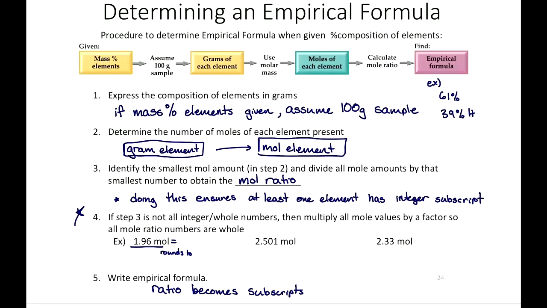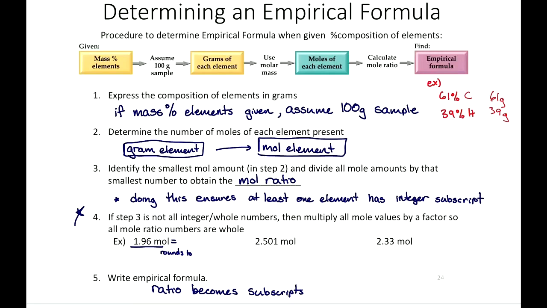convert those percentages into grams. And the easiest way to do that is just assume you have 100 grams of sample. So here's an example in the corner. I'll make it red so you can see it. If I have a sample that's 61% carbon and 39% hydrogen, assume you have a 100-gram sample. So how many grams of carbon do I have? 61 grams. And then how many grams of hydrogen do I have? 39 grams, that's it. So if you assume 100 grams, then those percentages just become masses, because once we have masses, then we can work with those to get them into moles.